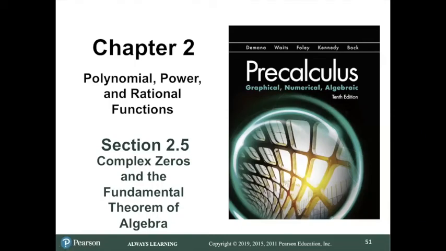Right, welcome to Chapter 2, Section 5. We've talked about real zeros, including rational and irrational zeros. So now we're going to look at our last type of zero we can have, which is complex zeros that are not real. And now that we know all of the types of zeros, we'll be able to state the fundamental theorem of algebra.